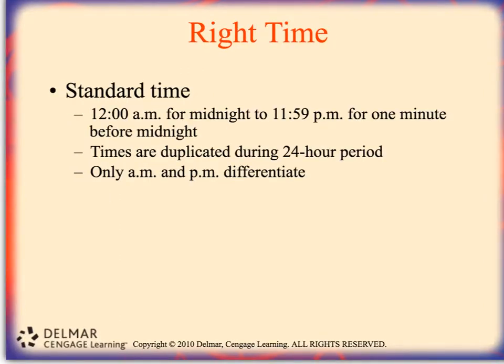We also want to make sure that we're giving it at the right time. Some agencies use standard time, some of them use military time. For standard time, 12 a.m. is midnight, then you go all the way to 11:59 p.m. for 1 minute before midnight. The times are duplicated during a 24-hour period. For example, you have 1 p.m., 1 a.m., and the a.m. and p.m. are the only thing that differentiate.